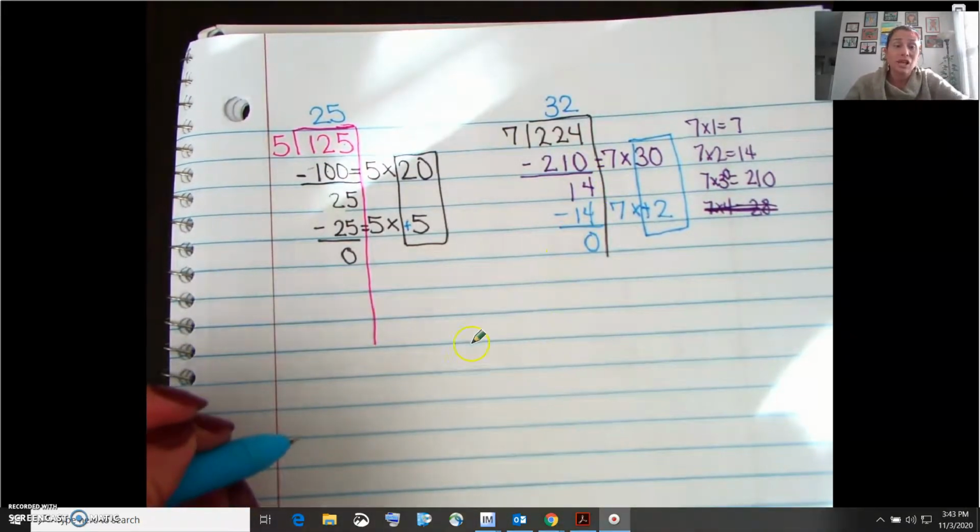We will be practicing this a lot more. Make sure you are practicing those multiplication facts.